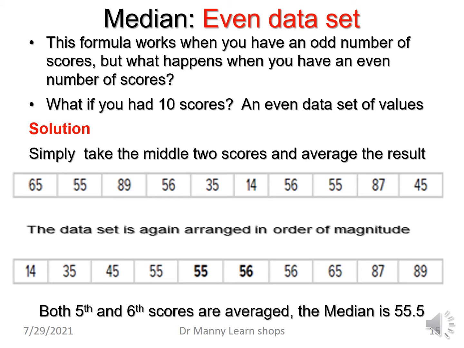So let's look at the even data set first. When you're looking at the median with an even data set, this formula works typically better when you've got an odd number of scores. But what happens if you have an even number of scores? So for example, what if you had 10 scores and even data set values? Have a look. Simply take the 2 middle scores and average the result. So the data set here, 55 and 56. Both the 5th and 6th scores are averaged, so the median becomes 55.5.